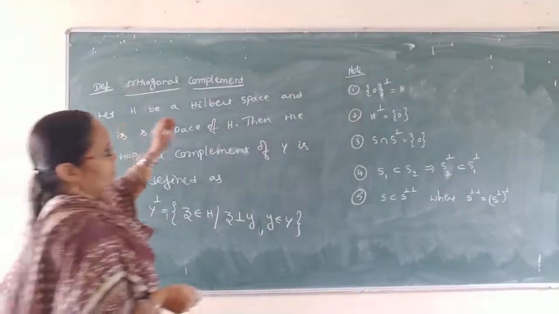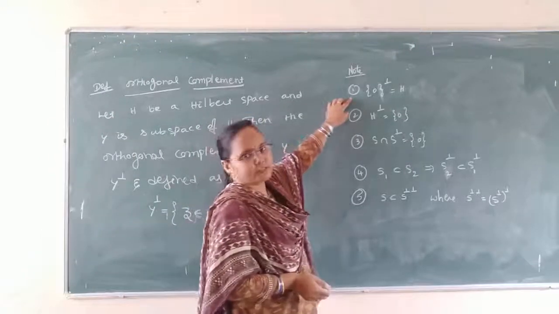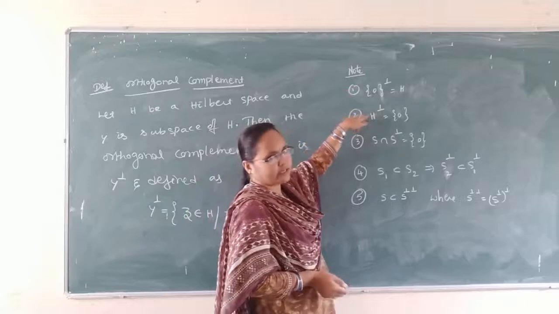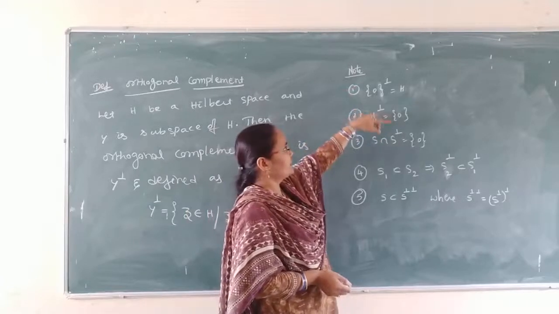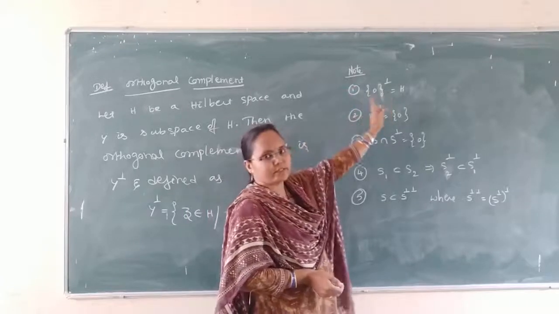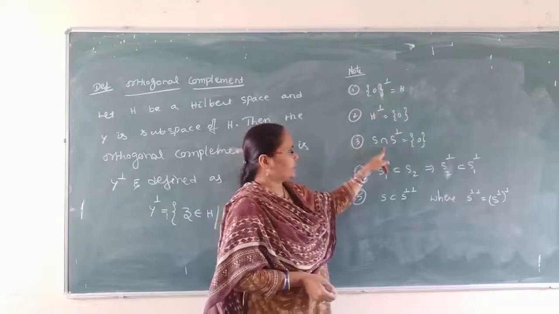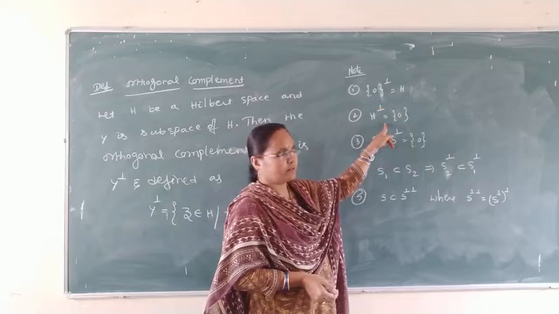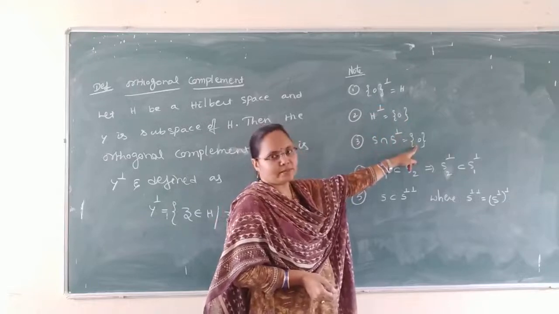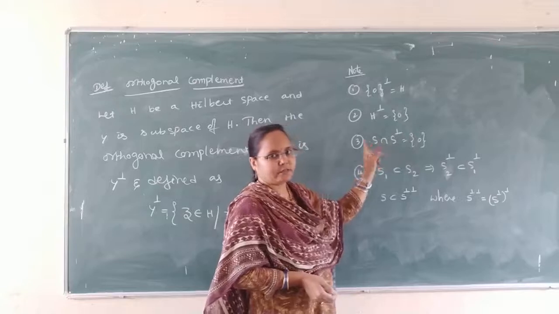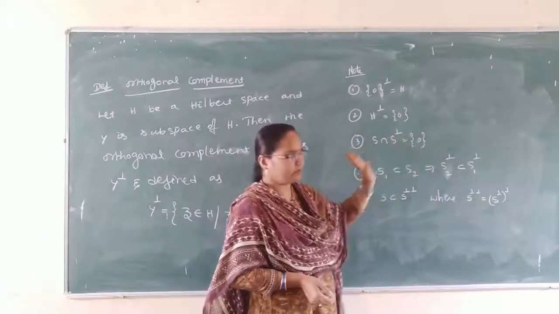First one, 0 orthogonal complement is equal to H always. Second one, H orthogonal complement is 0. This one is the reverse one. 0 complement is the full set, full set complement is 0. Third one is S intersection S orthogonal complement. The value goes to the common element 0. We already know that thing: intersection of a set and its complement is equal to 0.